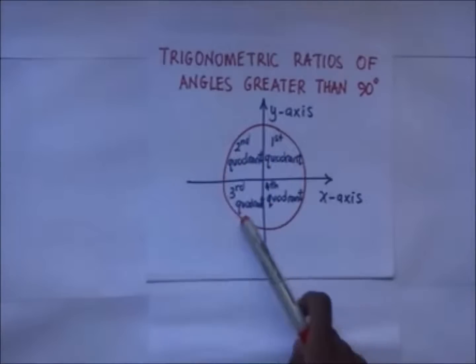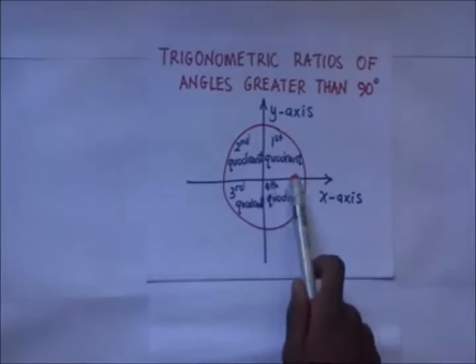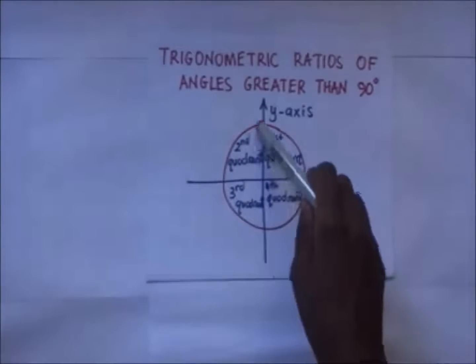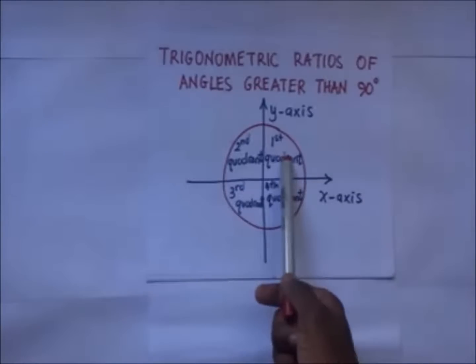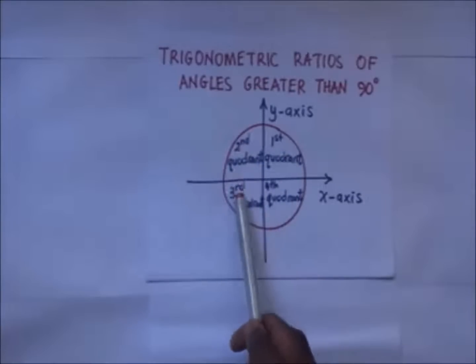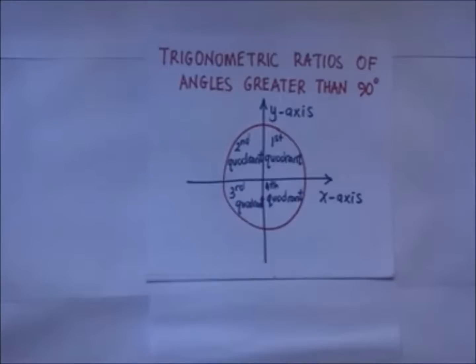We draw what we call a unit circle. Now, the unit circle is just a circle with a radius of 1 unit. The radius of this circle here is 1 unit. So if you divide this circle into 4 equal parts, each of the 4 parts is called a quadrant. So we have this being our first quadrant, second quadrant, third quadrant, and then fourth quadrant.